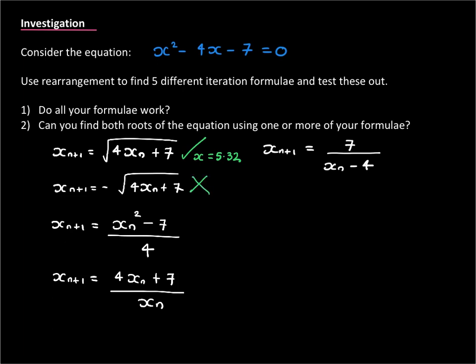You get to a point where after x2, because x2 is negative, you then end up trying to square root a negative number, so it's not possible to actually continue the iteration. This one converges as well and actually gives you the other root, x equals negative 1.32 to 2 decimal places. This one also converges, taking you to x equals 5.32. And this one also converges, taking you to x equals negative 1.32.